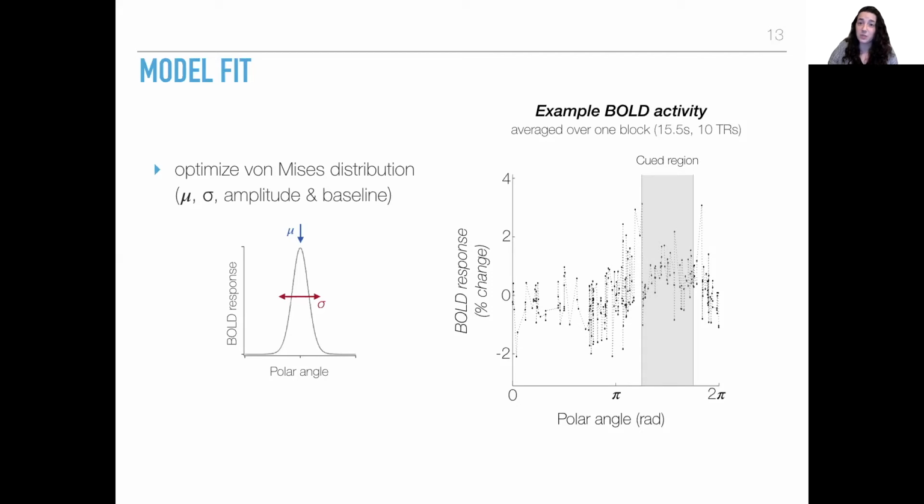To illustrate this, we're showing an example BOLD response to a stable attentional cue averaged over one block lasting 15.5 seconds. Each black point represents the average BOLD response for one voxel. The shaded region shows the cued region of the display. There is a clear peak in the response around the cued region, and this is borne out by our model shown in red. For each model fit, mu can serve as an indicator of the position of the attentional window, and sigma can indicate the width. We performed this model fitting procedure on blocks of 10 TRs independently.